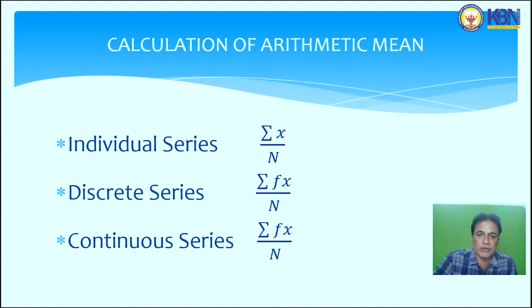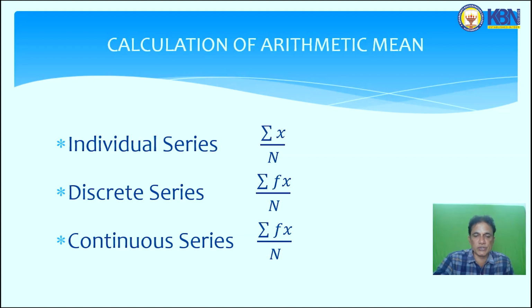In the case of individual series, under the direct method we can use the following formula: sigma x by n. Sigma x is the summation of x, that is, the sum of the values of the given variables. N means the number of items in the given series.